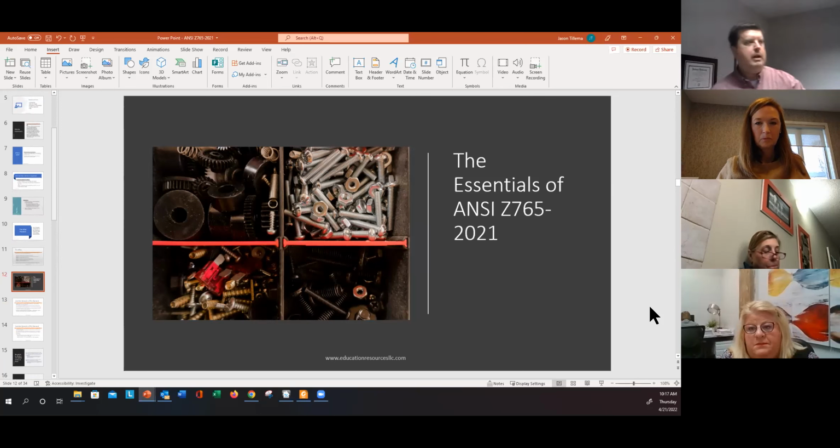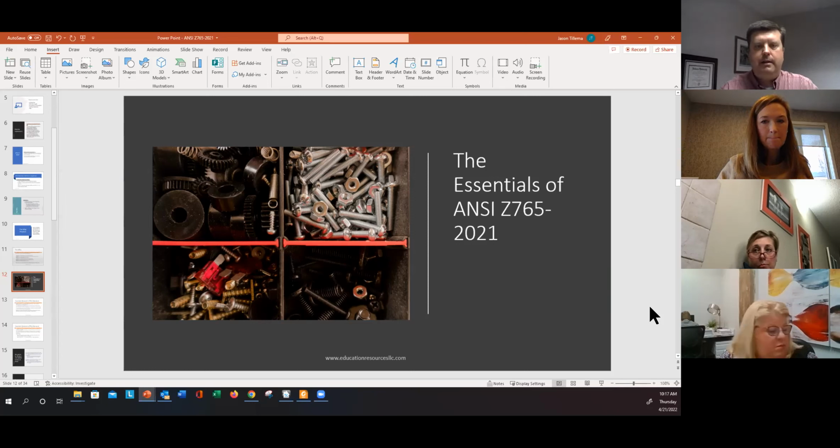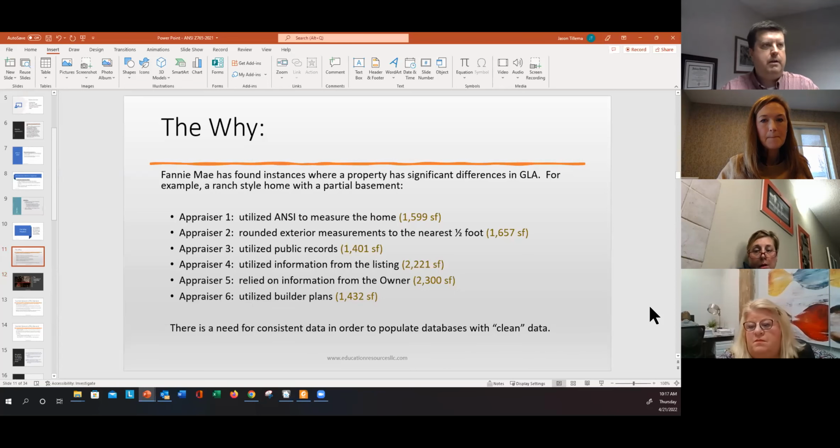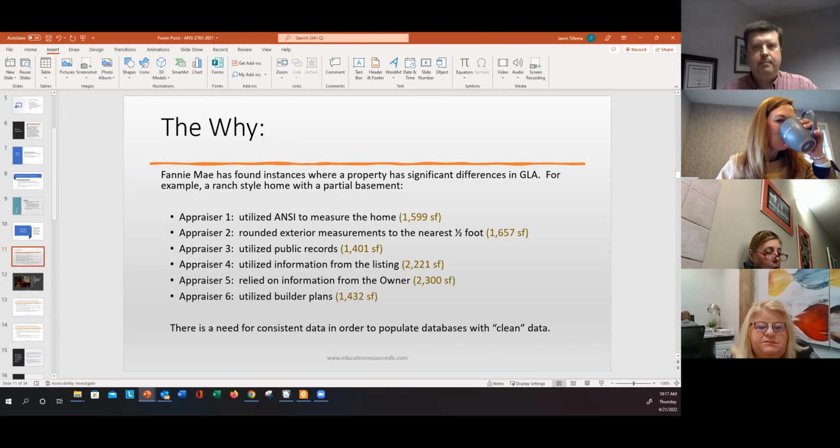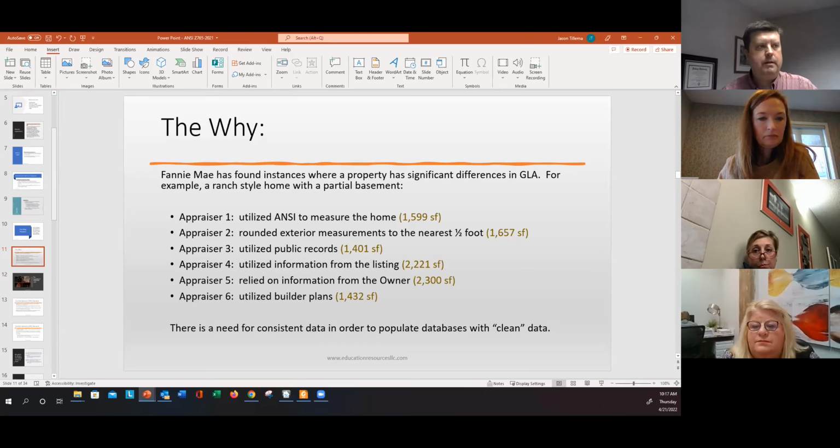Okay. Jason? Yes. Hey, I have a quick question regarding that previous slide. Do you have any thoughts on, for example, appraiser 4 and appraiser 5? You're essentially relying on other people's information. Do you have any thoughts on how to make that more accurate? I mean, these are properties that we may not have ever been in ourselves. So that's what's creating the discrepancy there. Correct.